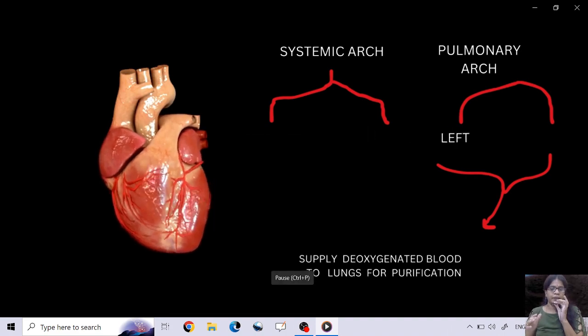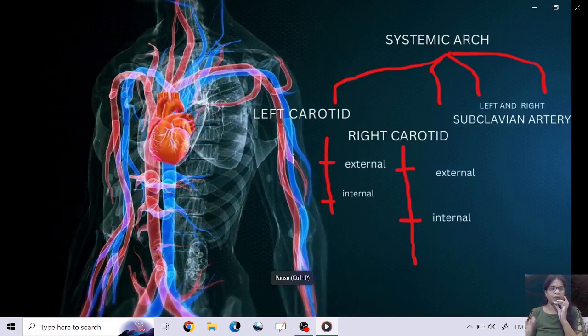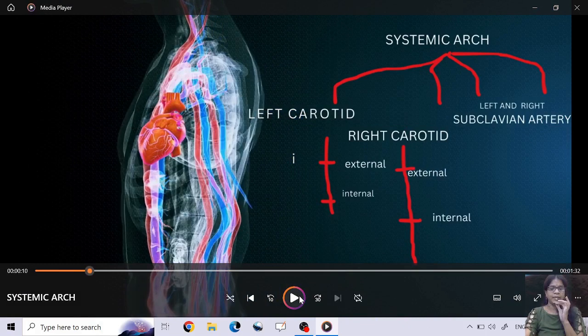So, coronary and carotid. Now let's go for the systemic artery. This systemic artery mainly consists of, again, I told you, the left carotid artery, right carotid artery, and the left and right subclavian artery. In the next slides I will talk about which parts the subclavian arteries pump blood to, and how the organs are getting that blood. Okay, we'll see in the next slide.